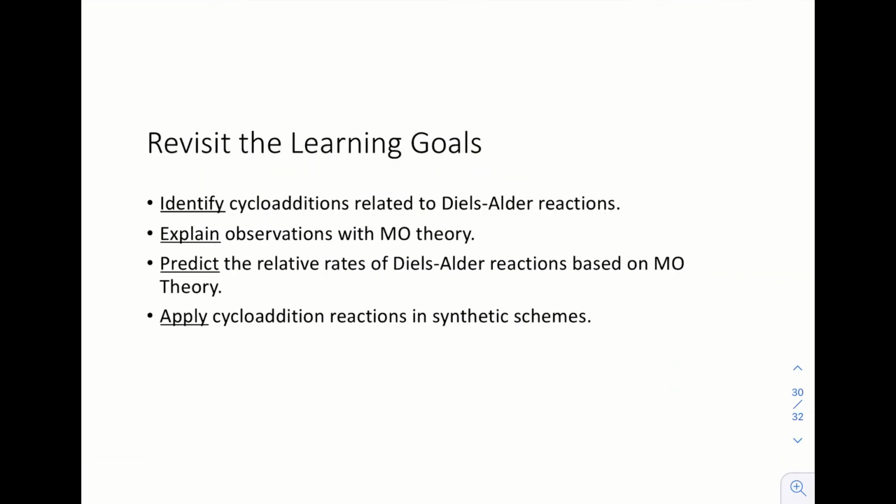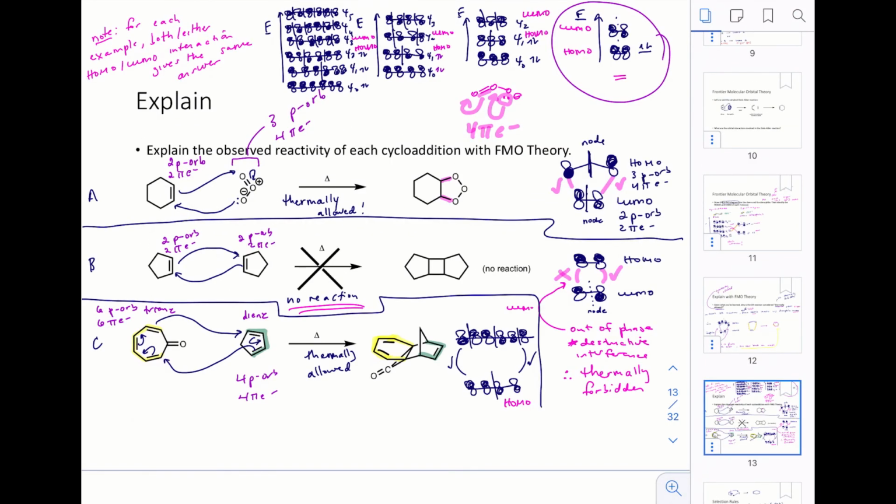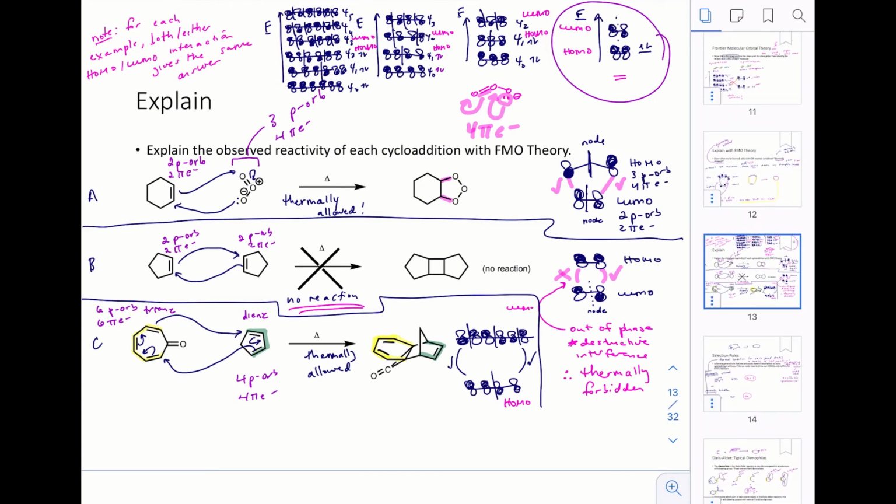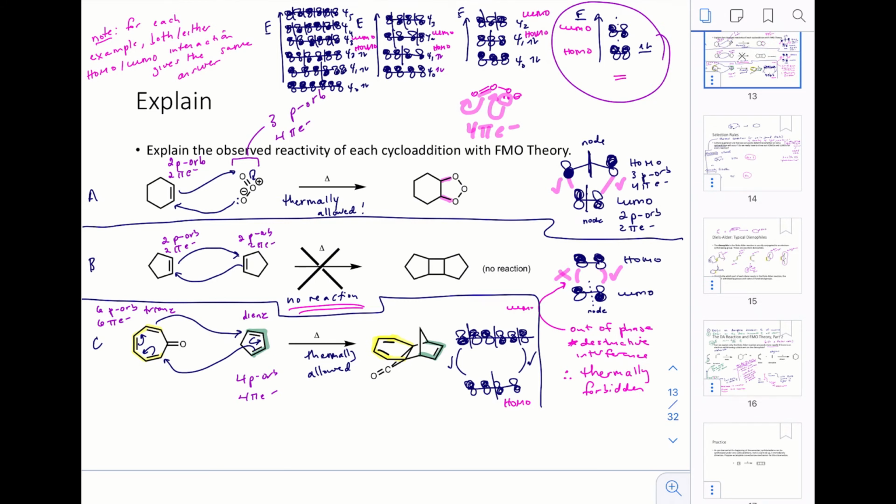Let's pause for a moment and evaluate where we are. So identify cycloadditions related to the Diels-Alder reaction. We are working on that. We have considered these three reactions and understood why two of them are thermally allowed and one of them is thermally forbidden. We will continue to look at cycloadditions that are similar to the Diels-Alder. In particular, reaction A here, we said, is similar to the Diels-Alder because there is a 4-pi electron system reacting with a 2-pi electron system. It's different, though, in that it makes a 5-membered ring, but it is similar in the total number of electrons.